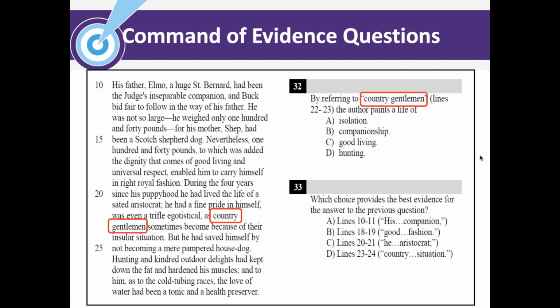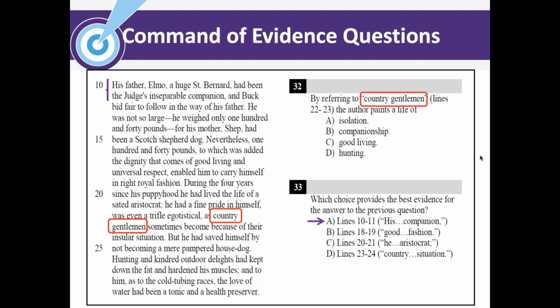First of all, I'm going to start with the A question, question 32. By referring to country gentlemen, that's my key word, then I'm going to come over to the text and find that key word in lines 22 through 23. So now I get a sense of where this question is appearing in the reading. Now what I want to do is find out, what does country gentleman mean in context of this part of the passage?